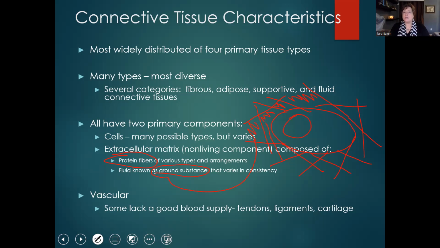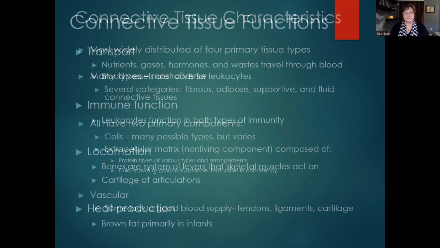So bone, blood, cartilage, all of these cells are going to make a lot of extracellular matrix, which is made up of protein fibers, long fibers, and then also ground substance, which is a fluid or a thick fluid or even a solid, a fluid that turns into a solid. Most connective tissues are vascular. That means that they have blood flowing to them. There are a few that don't, and I'll be mentioning those as we go.